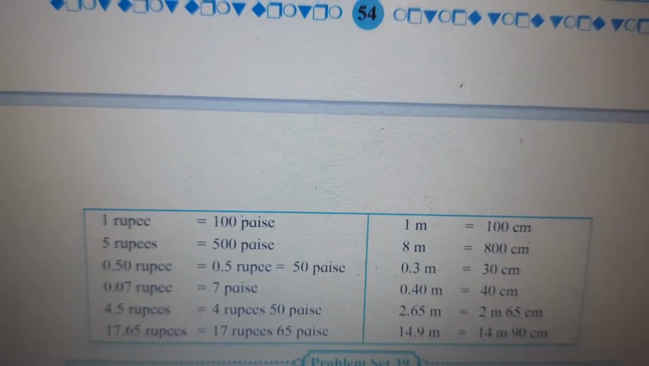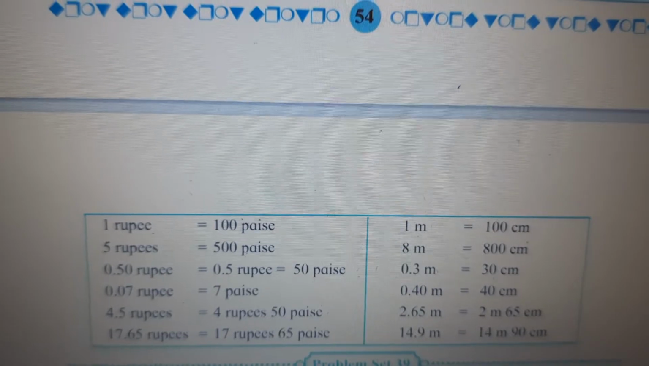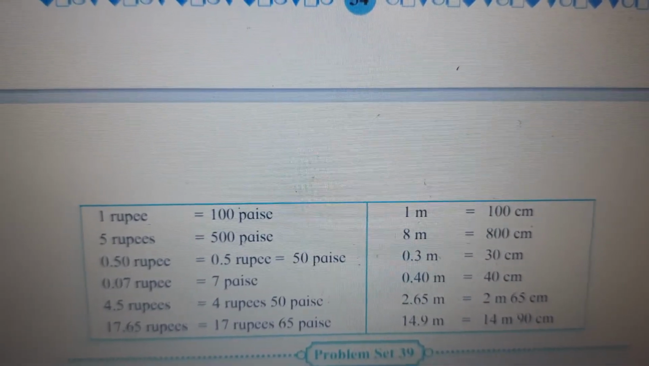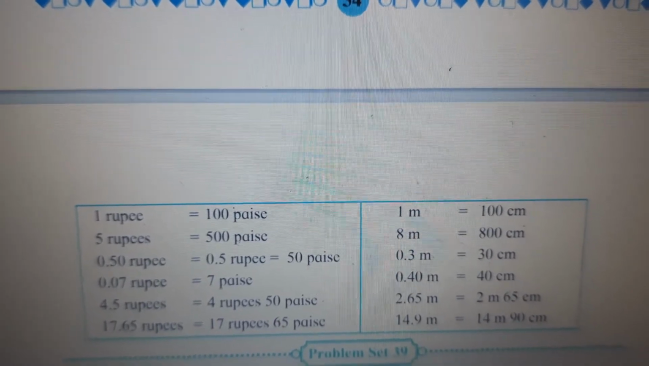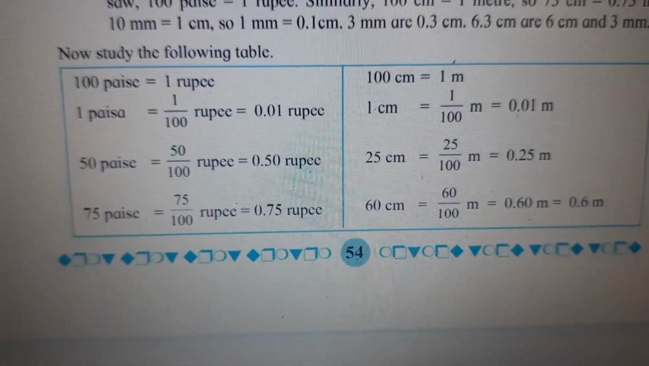5 rupees is 500 paise that you have to convert. 1 rupee is 100 paise, so 5 rupees will be how much? Cross multiply, you get 500 paise. 1 meter is equal to 100 centimeters. So the basics you have to remember: 1 meter is 100 centimeters, and 1 rupee is 100 paise. Okay, 100 paise is 1 rupee.